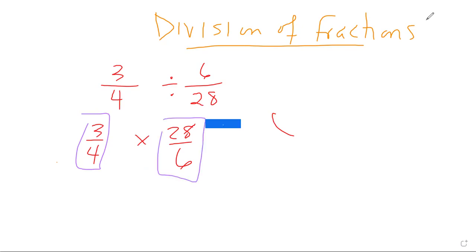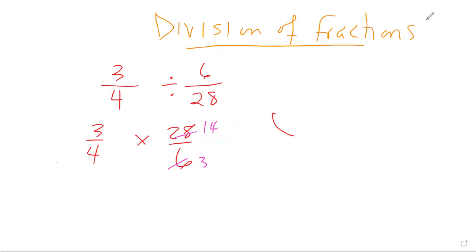3 over 4, is it possible to reduce it? Nope. 28 over 6, is it possible to reduce it? Yes, it's possible to reduce it. So I'm going to try to reduce that one. I think a 2 would do. So 2 goes into 6 3 times. 2 goes into 28 14 times. So I've got 14 over 3 now.